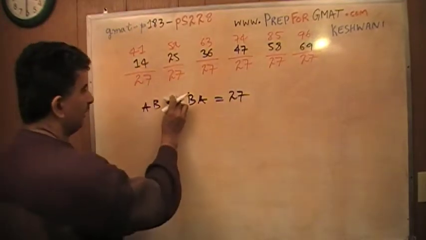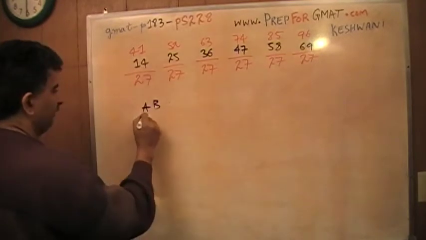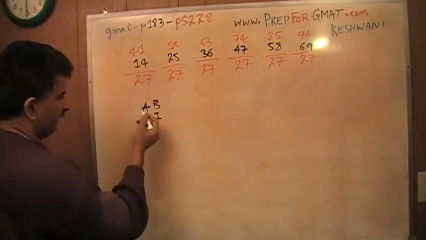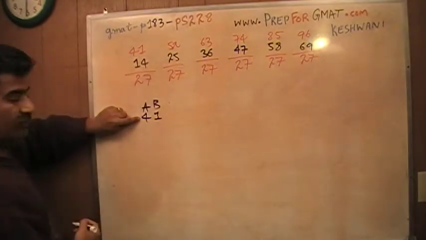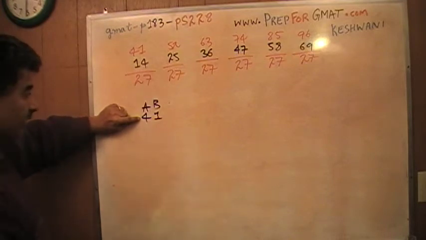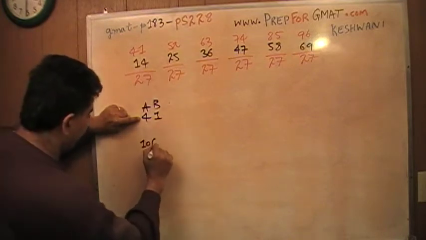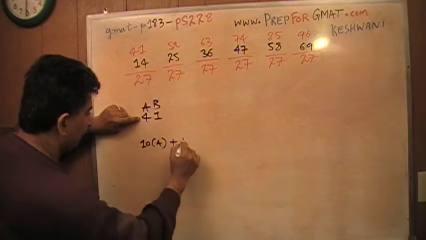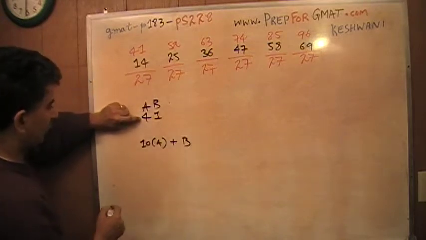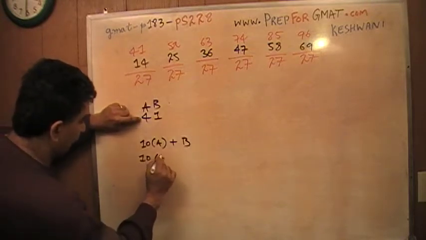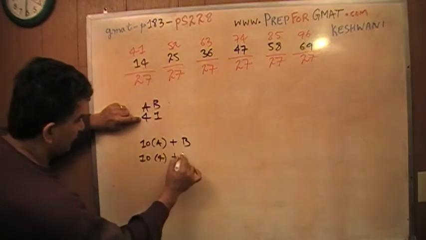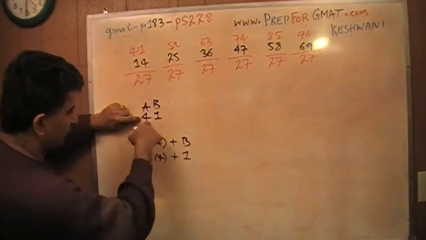How do you write 41 in the algebraic way? For example, if the number is 41, A and B, how do you write it? This 4 is actually not a 4, it's a 40. So how do you write it? It's 10 times A plus B. Because you see, if your A is 4, then what you get is 10 times 4, which is 40, plus B, which is 1, and it gives you 41 that you need here.